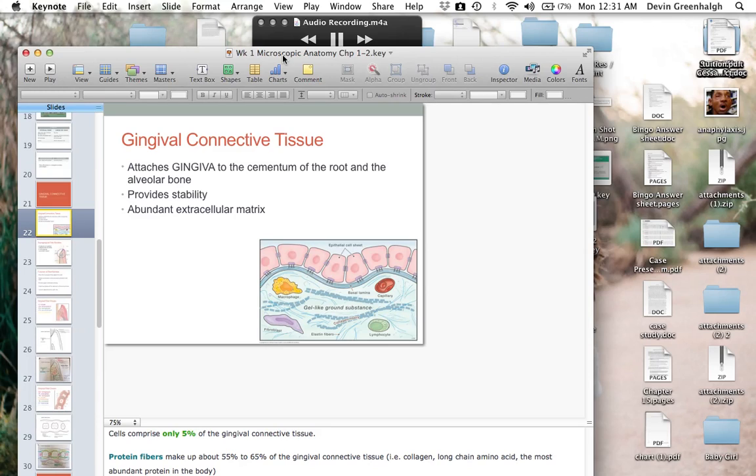What makes up most of gingival connective tissue? Protein fibers. Protein fibers make up 55 to 65%.